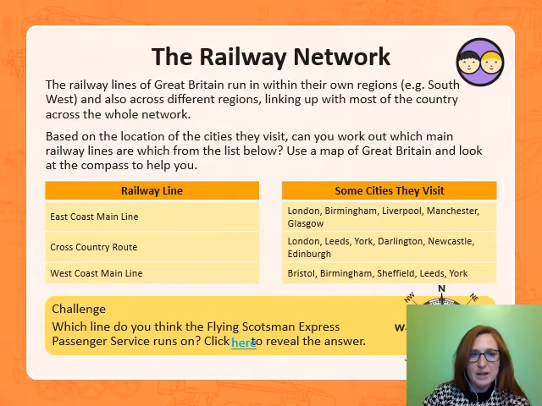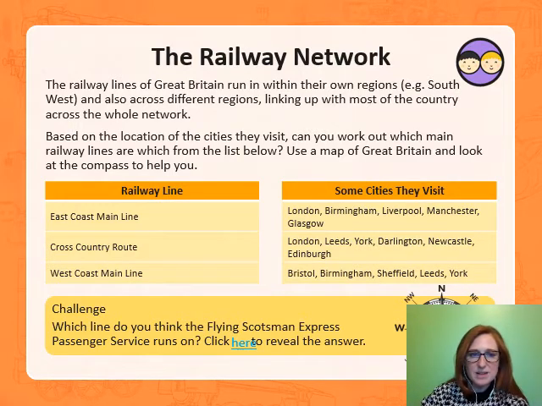So the railway network. The railway lines of Great Britain run within their own regions, for example, the southwest, and across different regions, linking up with most of the country across the whole network. Based on the location of the cities they visit, can you work out which main railway lines are which from the list below? Use a map of Great Britain and look at the compass to help you. So at this point, if you want to make a quick note and then go on to do your optional activity of looking on a map to find these, this is a good time.